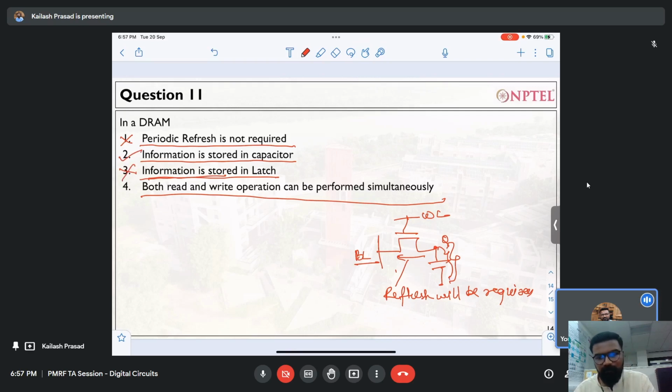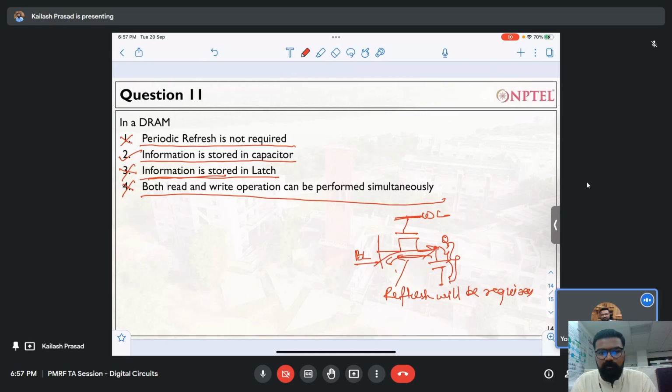That's one of the important points. You cannot do both. If you want to read the data, you activate the word line and you get whatever Q is on the bit line. But if you want to write the data, you have to activate the word line and transfer the bit line to Q. So read and write operations cannot be performed simultaneously. You can either read or write at a given point of time.